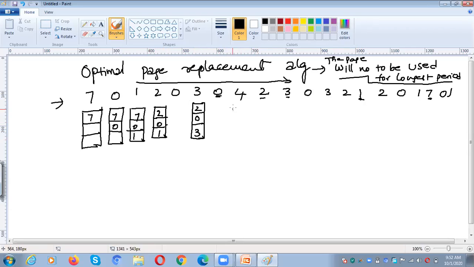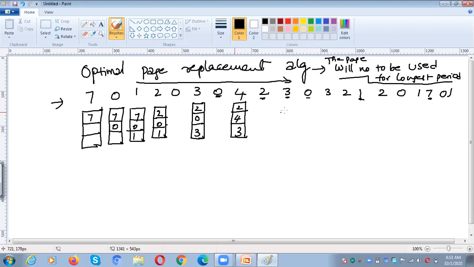And then 0 is already there in the main memory, no page fault, and then 4 is not there in the main memory. So what we need to do? We need to select one page as a victim page. 2, 0, 3. 2 I require immediately. After that I require 0, 3. After that 0. So I need to consider 0 as a victim page.